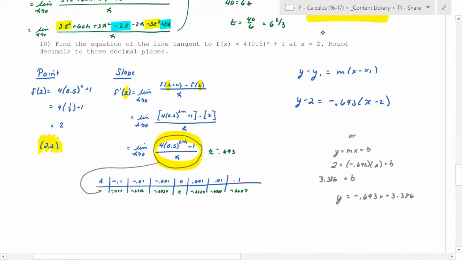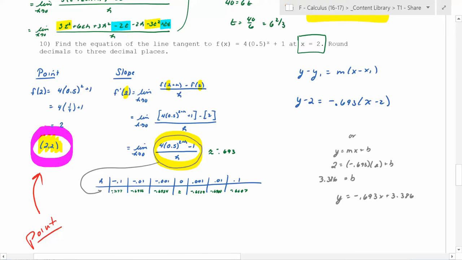So if you have the x value, which is right here, you plug in 2. What is f of 2? 2. So that right there is the point. Are you okay with plugging that number in and getting 2? Yeah. You good with that?